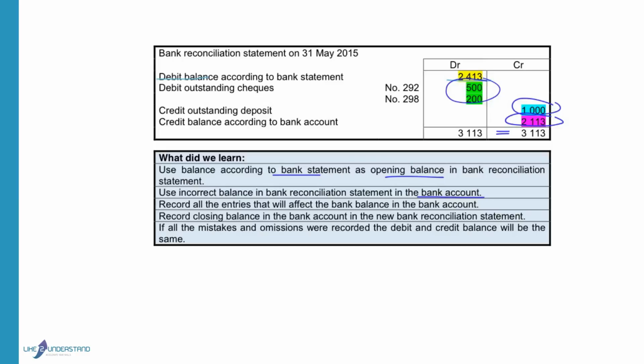Record all the entries that will affect your bank balance in the bank account, indicating the account that will be credited when you debit the bank account, or the account that will be debited when you credit your bank account. Record the closing balance of the bank account in the new bank reconciliation statement, and if all the errors, mistakes and omissions were completed, the debit side and the credit side should be the same.